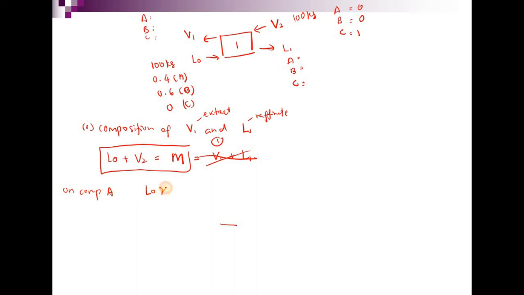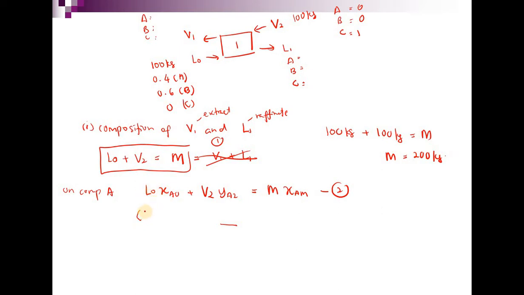L naught XA naught plus V2 YA2 is equal to M XAM. Okay, let's solve this first. L naught is 100 kg plus V2 is 100 kg is equal to M, means M is 200 kg. Okay, so we solve this. Next we will solve this.